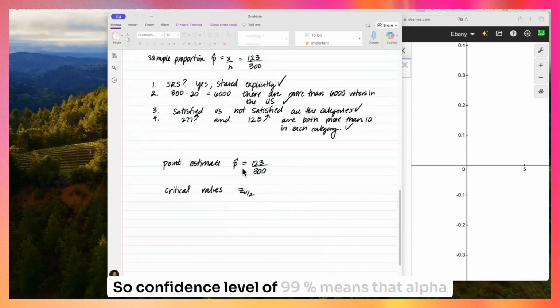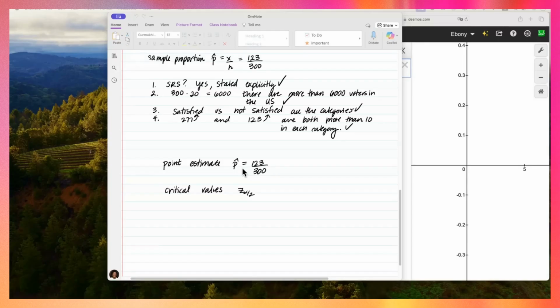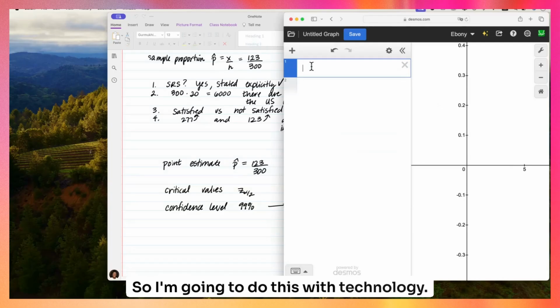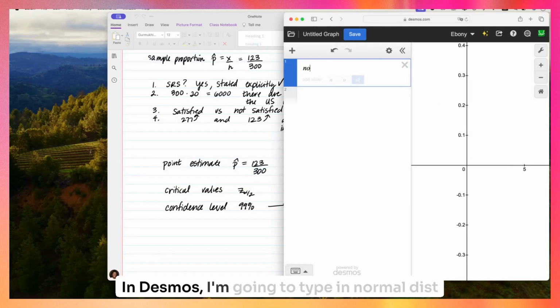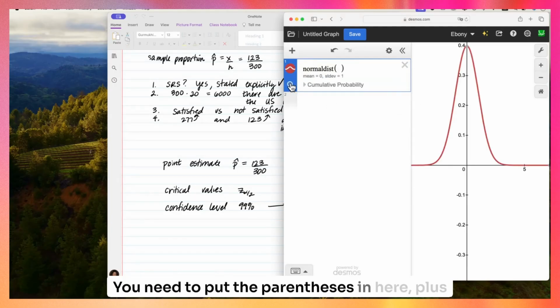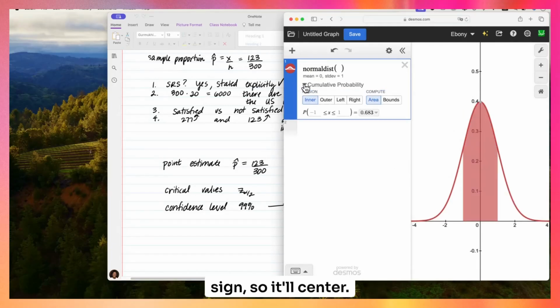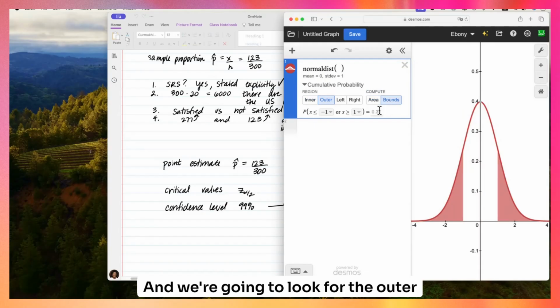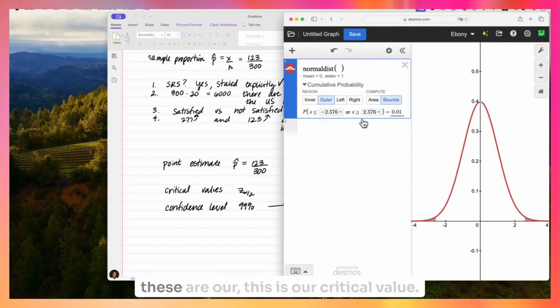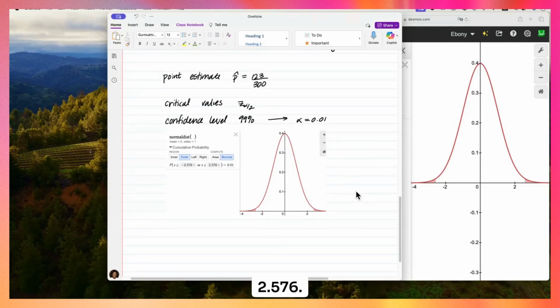So a confidence level of 99% means that alpha is equal to 0.01. And then we're going to look at the normal distribution. I'm going to do this with technology. In Desmos, I'm going to type in normal dist for the normal distribution. You need to put the parentheses in here, plus sign, so center. And we're going to look for the outer regions, the bounds that give us an area of 0.01 in the tails. This is our critical value.